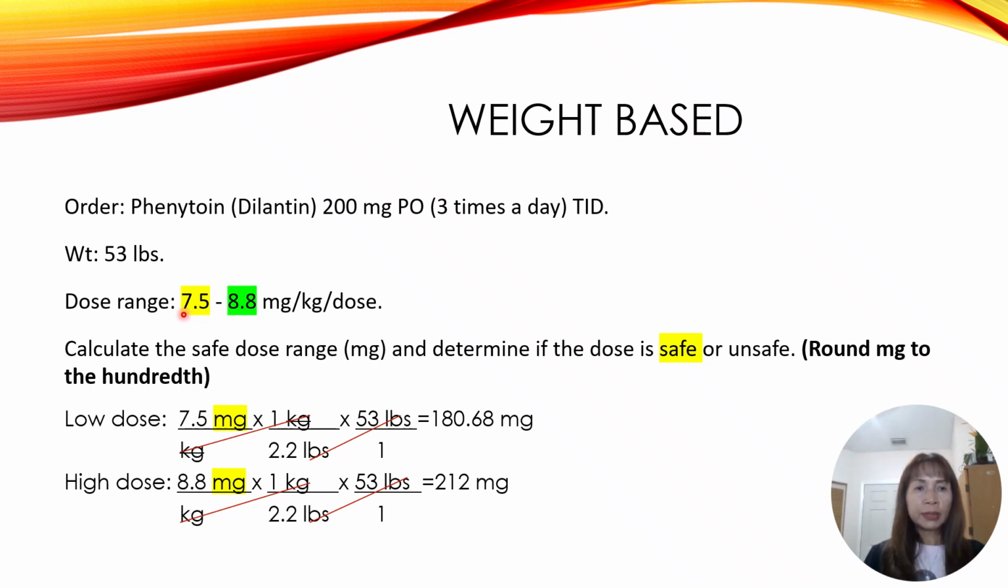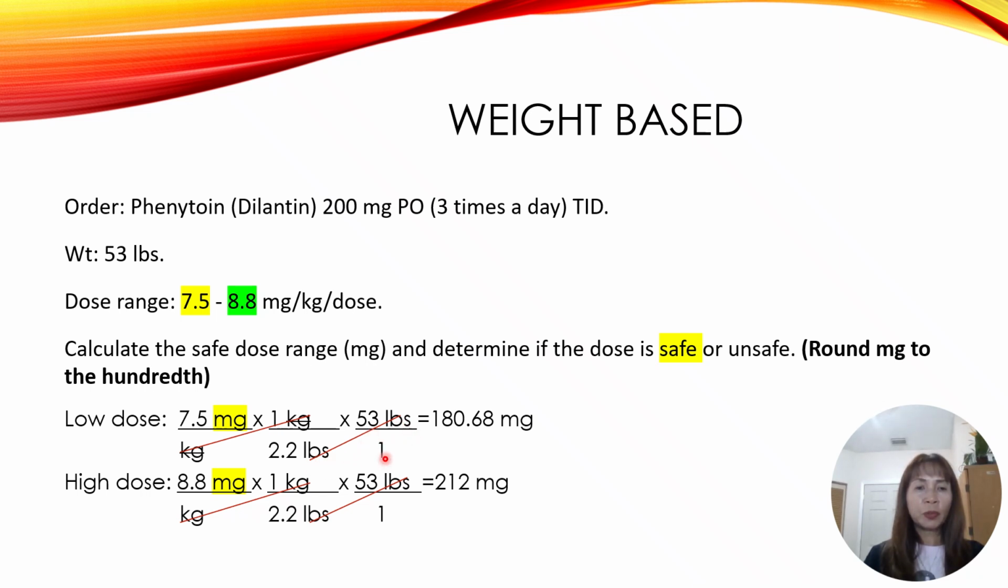So now let's start with the low dose. The low dose is 7.5 milligrams per kilogram. Since the patient's weight is recorded in pounds, we are going to convert kilograms to pounds. So we put on top 1 kilogram over 2.2 pounds, because 1 kilogram is equal to 2.2 pounds. Now we cancel kilogram. Since we also need to get rid of pounds, we put the patient's weight on top, 53 pounds. Now we cancel pounds.